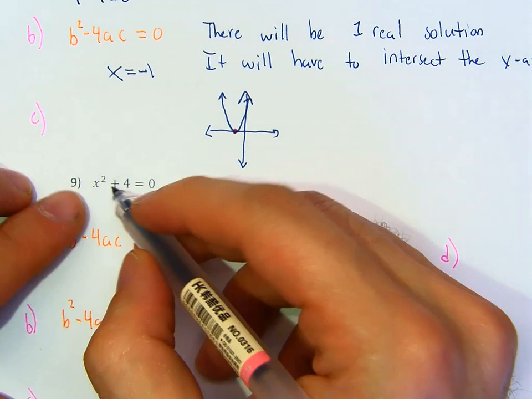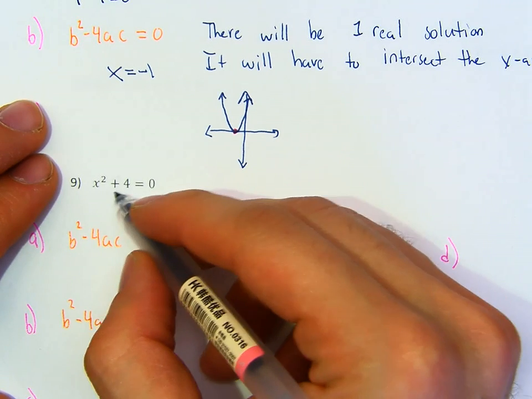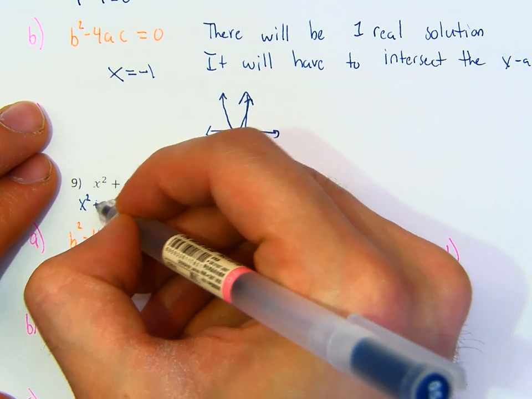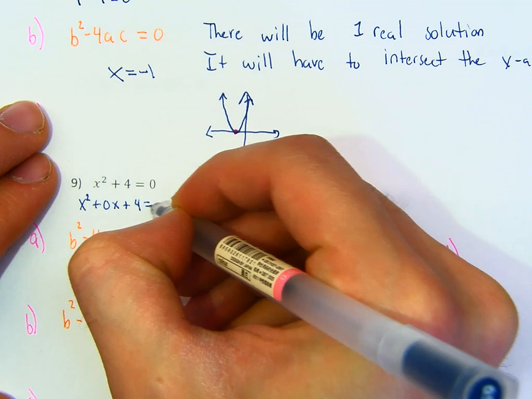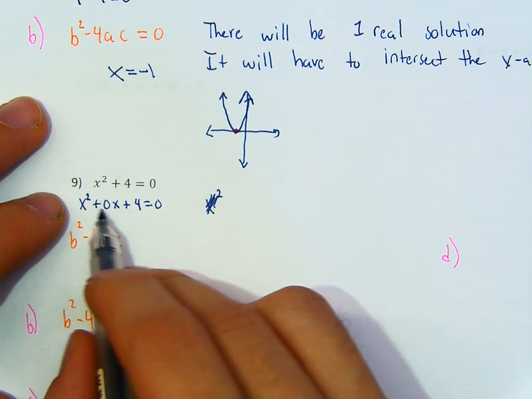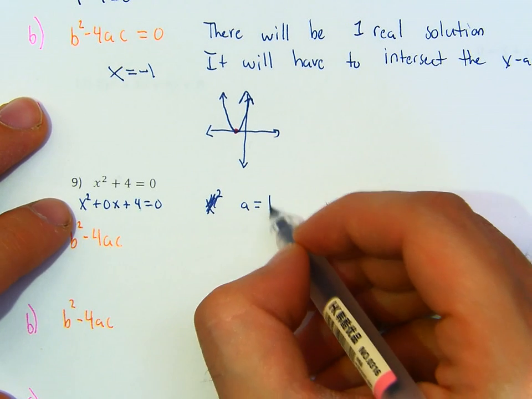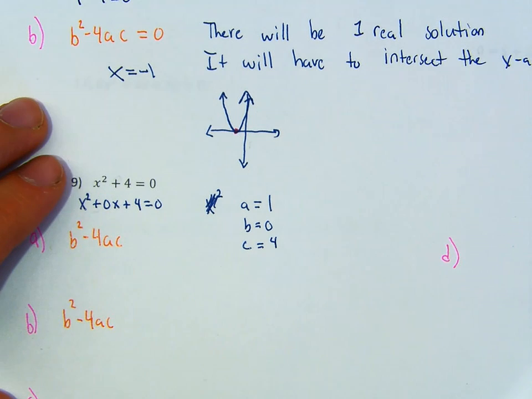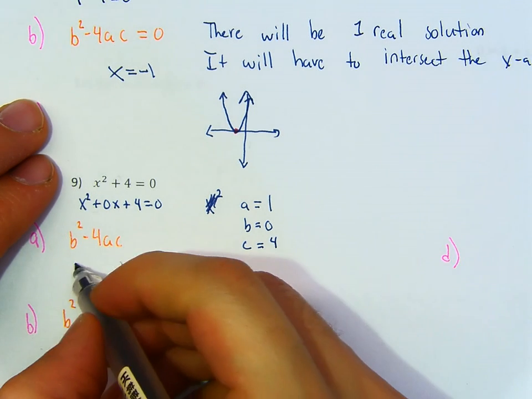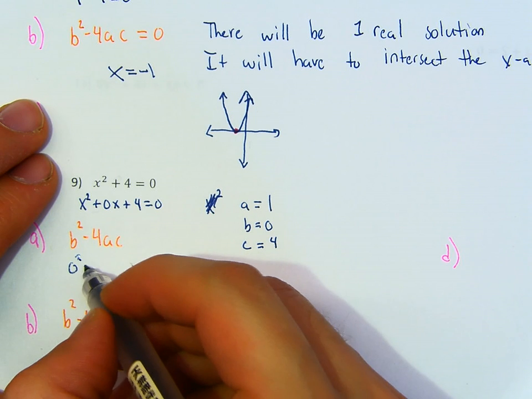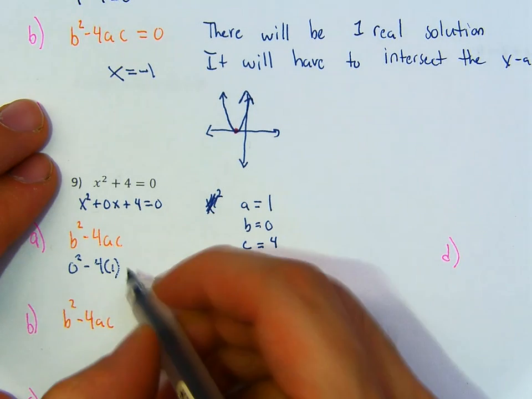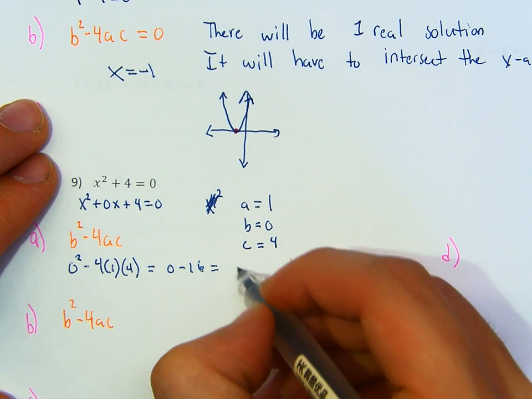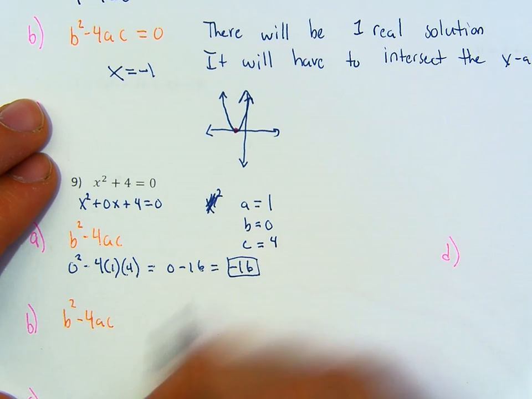Here, your a value, because remember, if I have x squared plus 4, that's the same as x squared plus 0x plus 4 equals 0. And the idea of doing that is just to say that A equals 1, B is 0, and your C is 4. Okay? So here, this becomes 0 squared minus 4 times 1 times 4, and that's equal to 0 minus 16, and that's equal to negative 16.